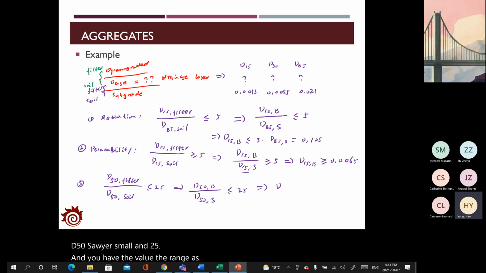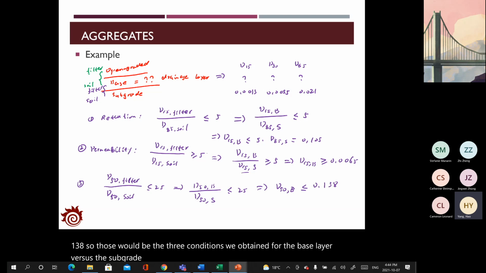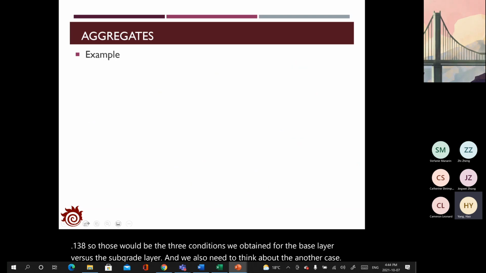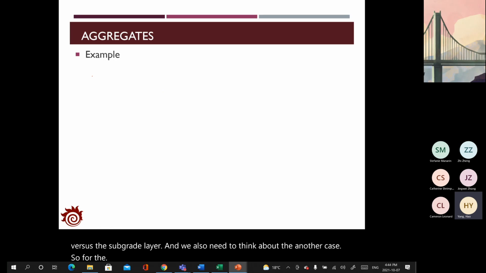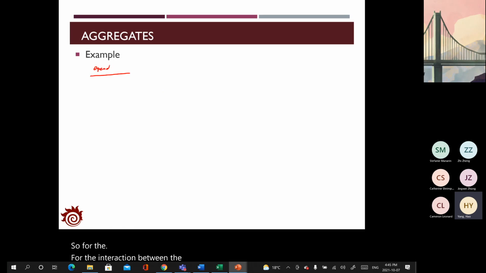And you have the range as D50 base smaller than 0.138. So those would be the three conditions we obtained for the base layer versus the subgrade layer. And we also need to think about another case. For the interaction between the open graded material versus the base, it should also satisfy all these three conditions.